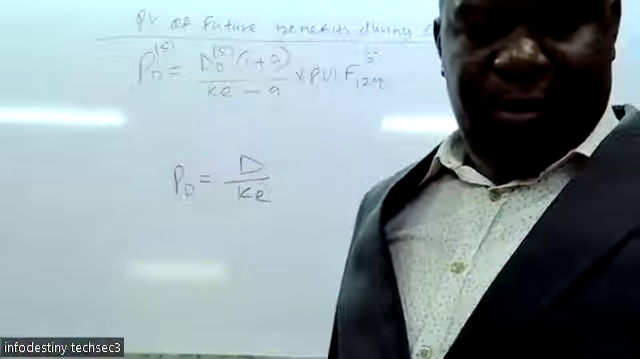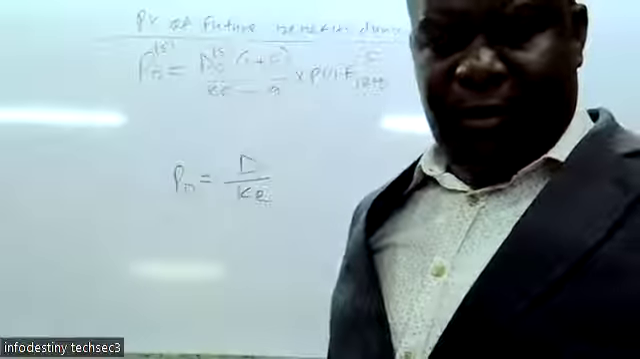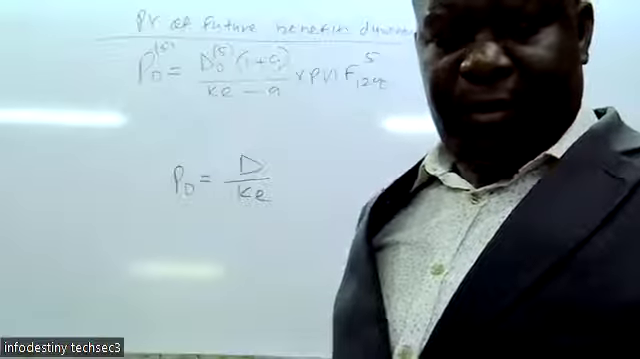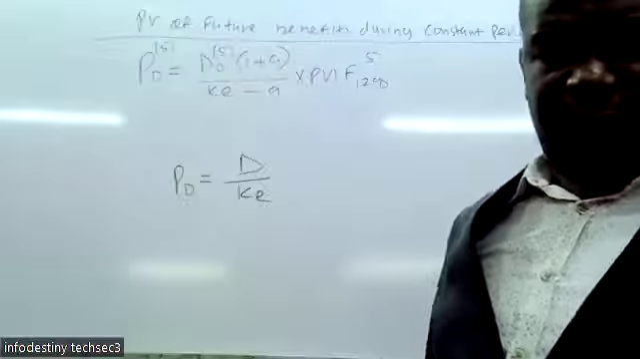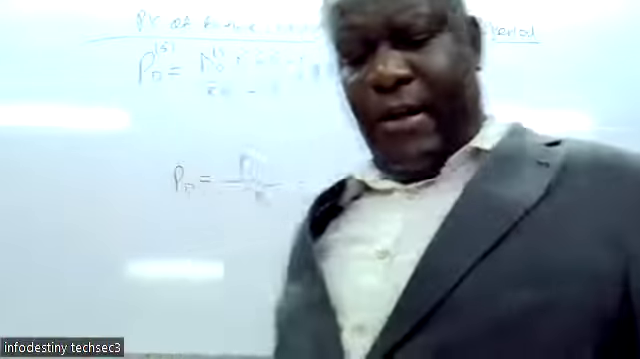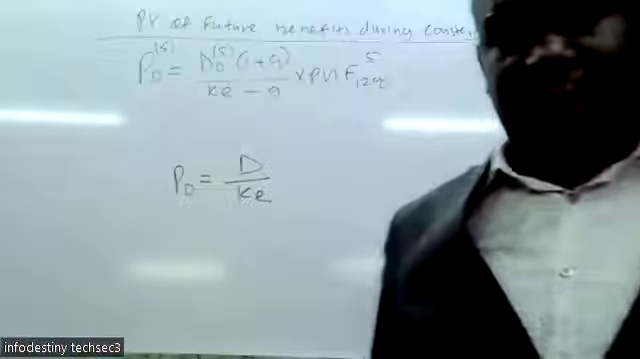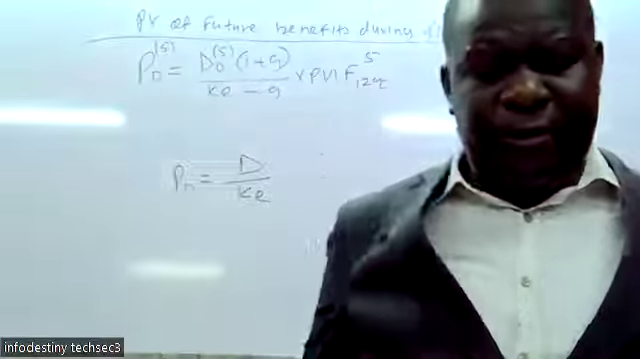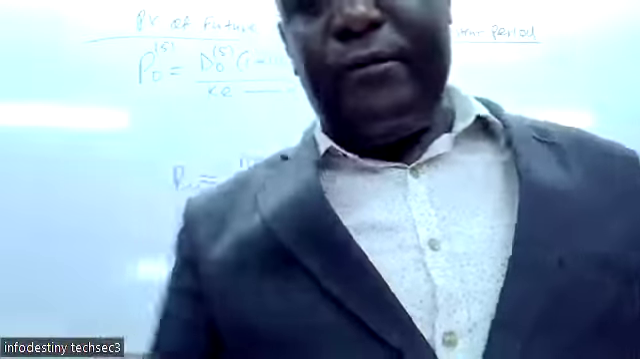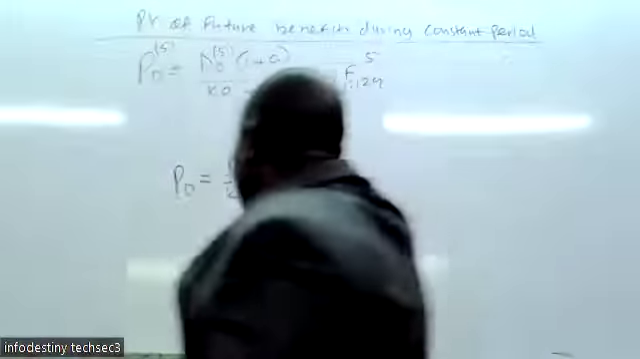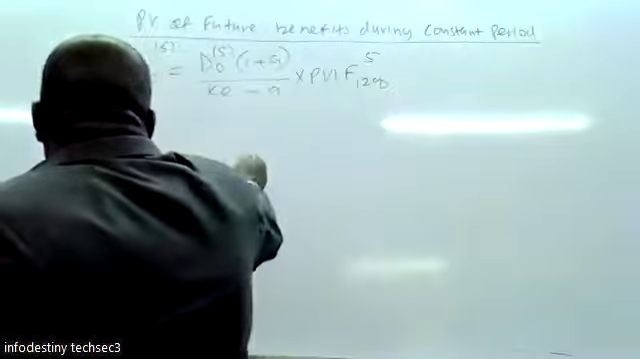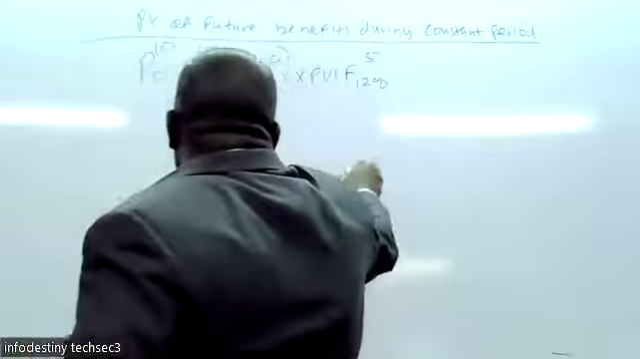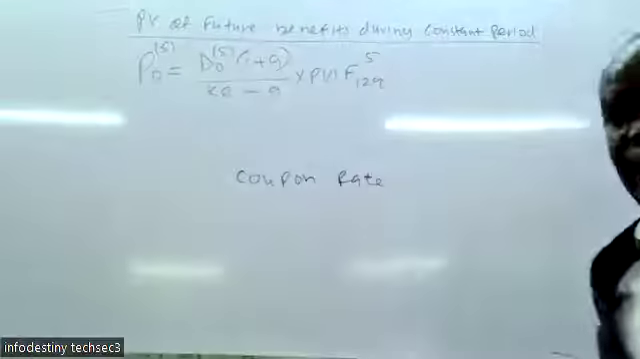So we can summarize that these are securities whose returns are fixed, and the fixed rate of return is known as the coupon rate.